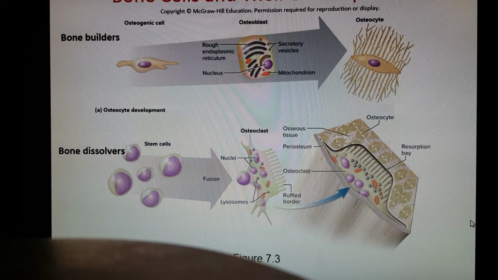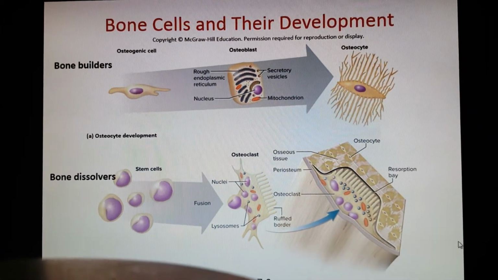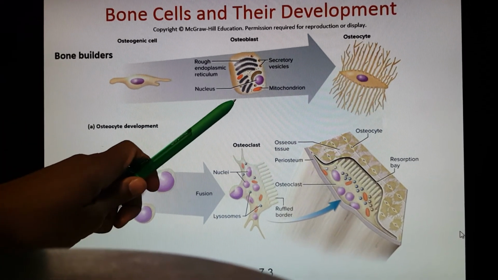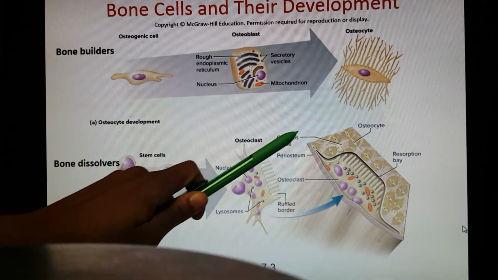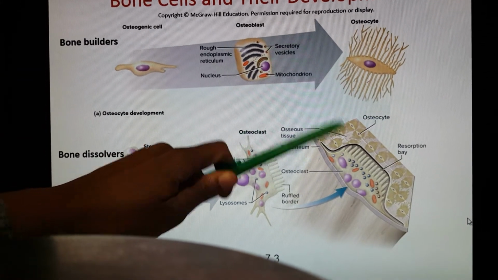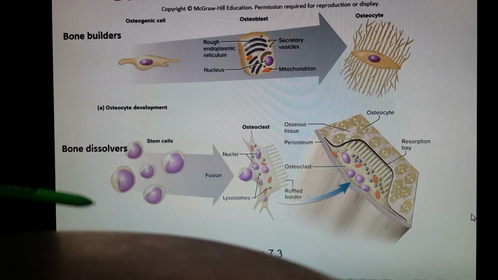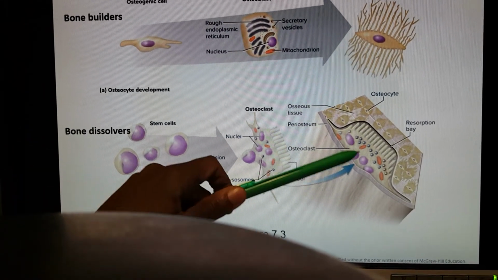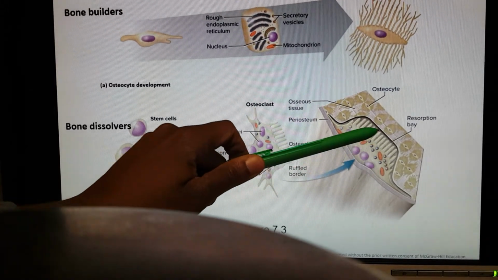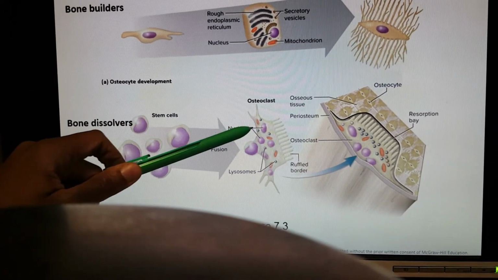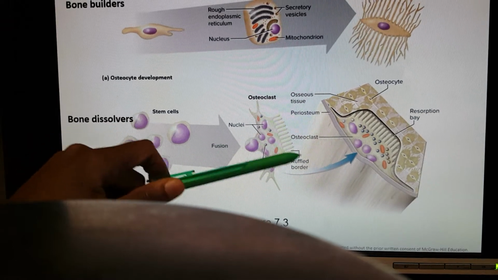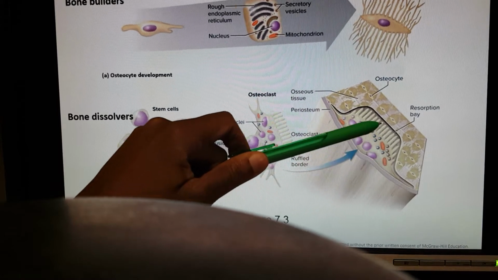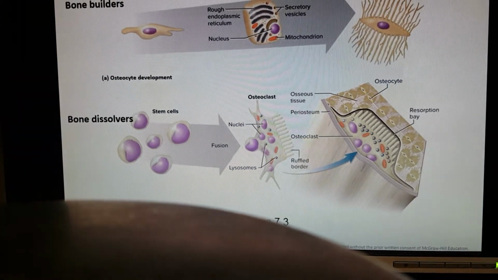So here's just the bone cells themselves, looking at their development. So our bone builders are osteoblasts, osteogenic cell to osteoblasts. The osteoblasts are building bone until they get trapped in lacuna and become osteocytes. Our bone dissolvers start off as stem cells, eventually becoming an osteoclast, and they'll fit into the resorption bay. So that's this little cave here, and here is the ruffled border. So later we'll actually go into how that ruffled border plays a role in dissolving the bone.